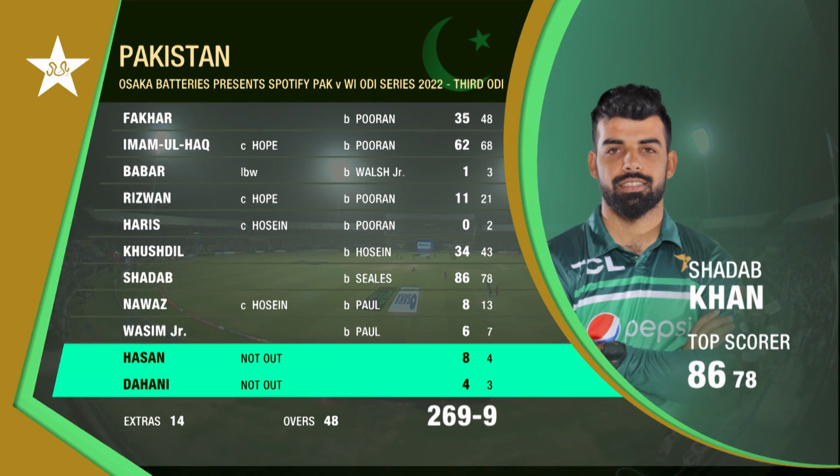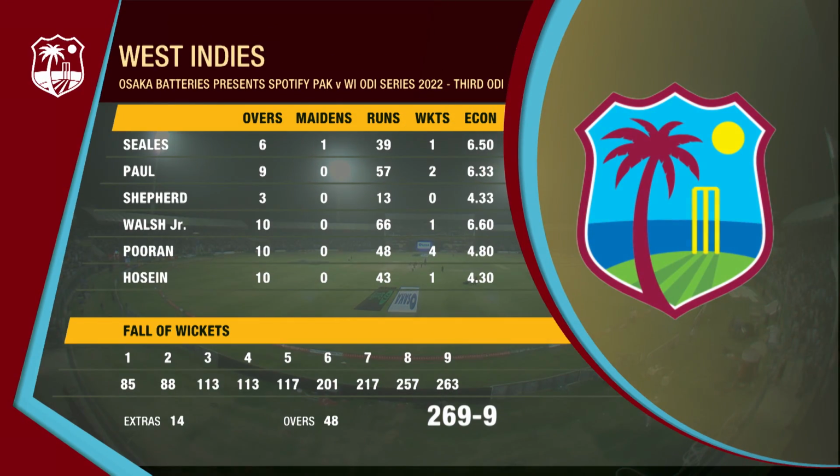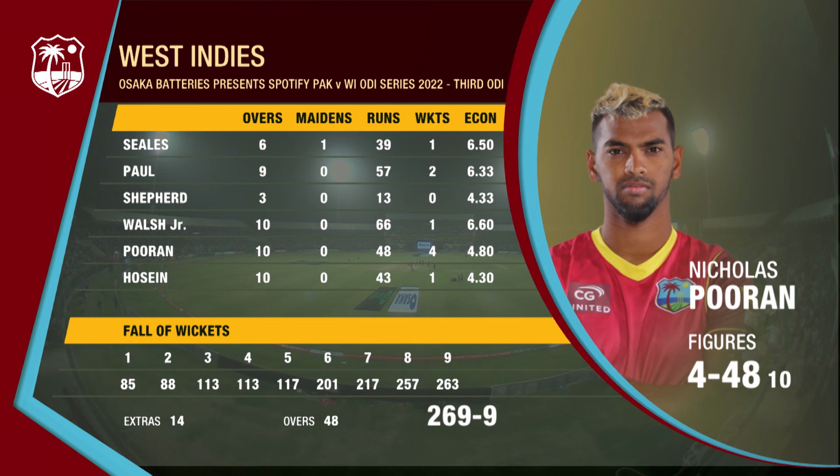A couple of overs were lost because of a sandstorm that came into effect at about the midpoint of the innings. A lot of the work was done by Fakhar Zaman with 35, Imam-ul-Haq with 62, but then there was a collapse, and at 117 for 5, Khushdil Shah and Shadab Khan got together and produced 84 runs for the 6th wicket, and a little bit of polish at the end meant that Pakistan finished with a very competitive total. The bowling for the West Indies was led by the captain himself, Nicholas Pooran, finishing with 4 for 48. Prior to this match, he'd only bowled 3 deliveries at international level.